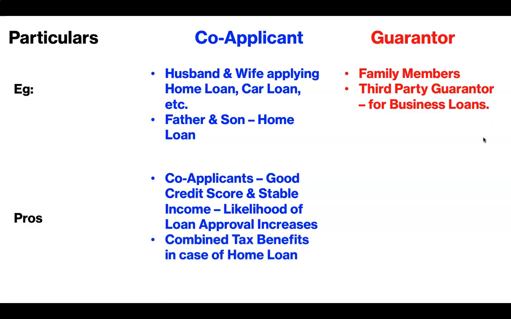And there is also going to be a combined tax benefit for both husband and wife in case of a home loan. I mean, not only husband and wife, if there is a co-applicant and there is a home loan, then there is going to be a combined tax benefit, and this could also result in an increase in eligibility. When only one person approaches for the loan, eligibility will be limited. But if a co-applicant with a good stable income and credit score joins, then that will increase the eligibility.